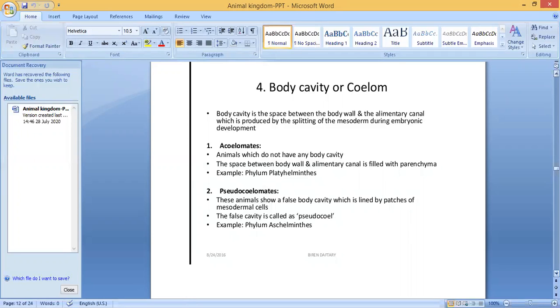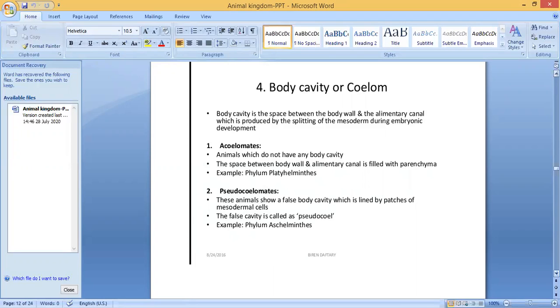Just now I told, the space between body wall and alimentary canal is filled with parenchyma. So they don't have a body cavity. The space between body wall and alimentary canal is filled with what? Filled with parenchyma. Example, phylum Platyhelminthes. So which phylum is the example? Phylum Platyhelminthes.